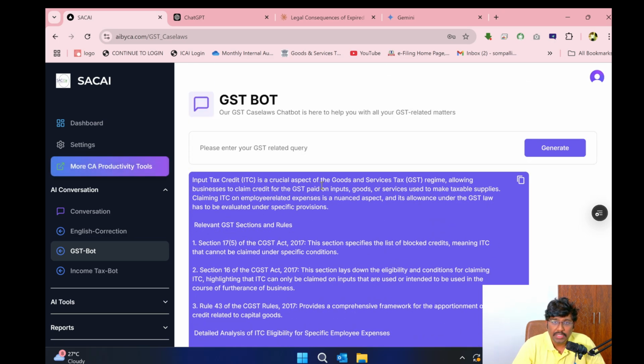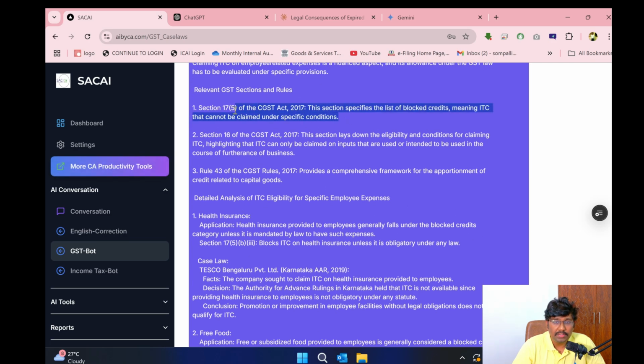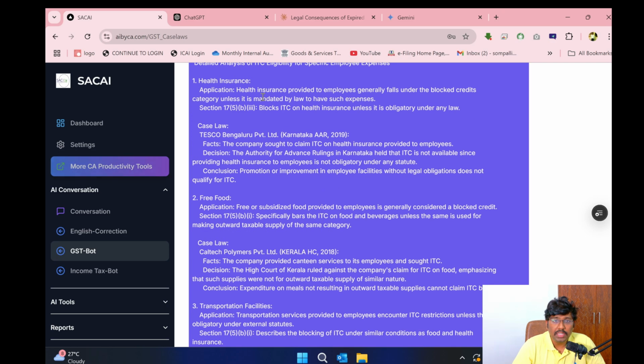So ITC is a crucial aspect in GST, allowing a business to claim a credit for GST paid on input goods and services. So the relevant sections: one is section 17(5), another is section 16 on eligibility, and rule 43 is applicable on that. And what about health insurance? Health insurance for employees generally falls under the blocked credit category unless such expenditure is obligated by law.